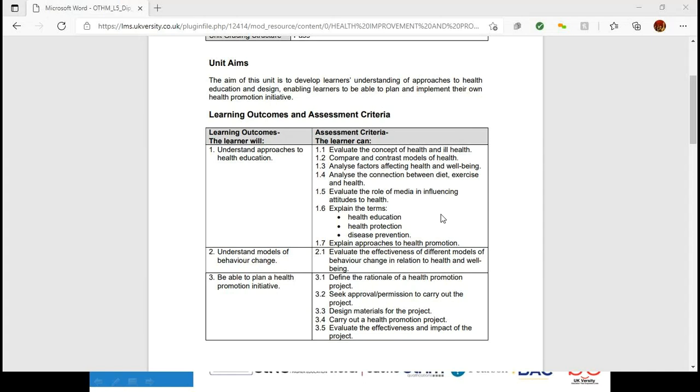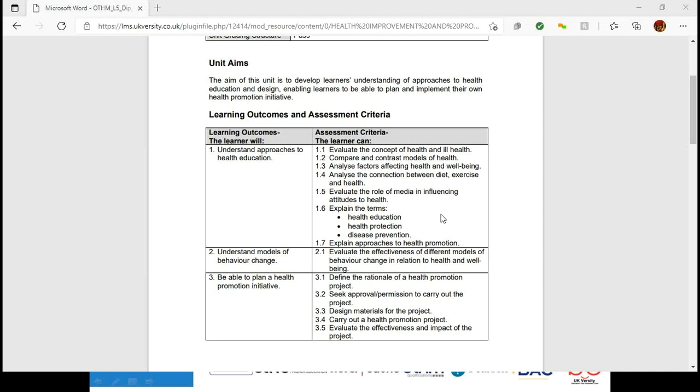So 1.1 is evaluate the concept of health and ill health. 1.2, compare and contrast models of health. 1.3, analyze factors affecting health and well-being. 1.4, analyze the connection between diet, exercise, and health. 1.5, evaluate the role of media in influencing attitudes to health.